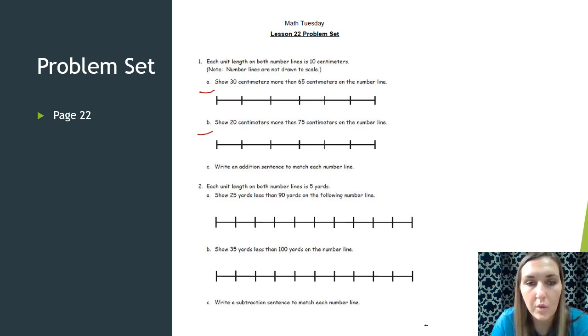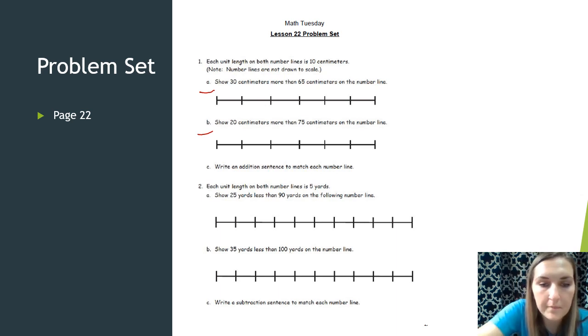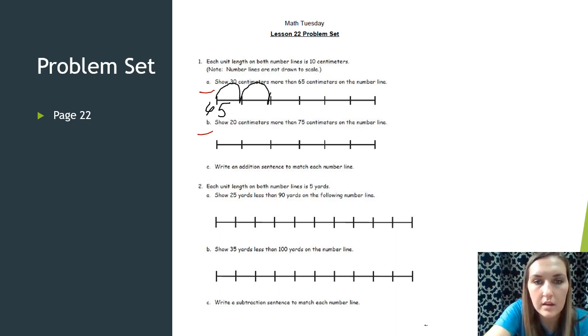I will do number 1A as an example. Starting at 65, 30 more, and we count by tens. 10, 20, 30. 65 plus 30. 65, 75, 85, 95. It equals 95.